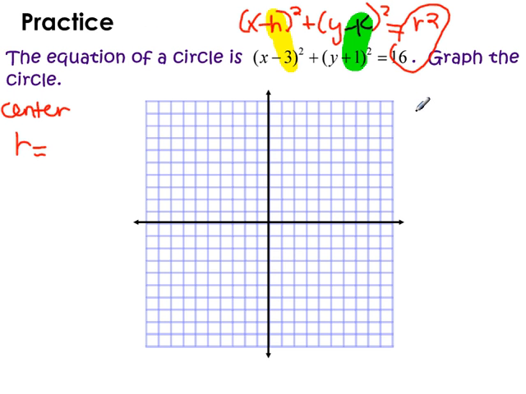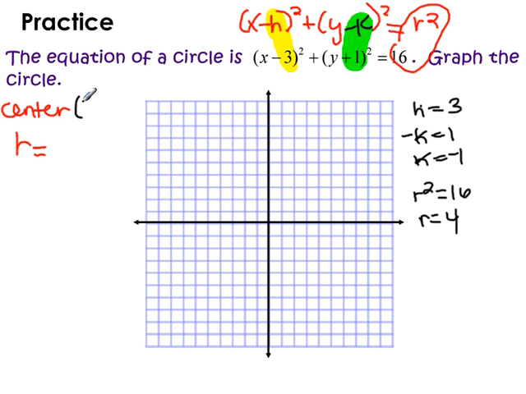So if I said that h is equal to 3, I'm good there, that's solved. I can say k is equal to, well, this is not in the right form. k is equal to -1 when I solve this. It's the opposite of what's there. And then r² is equal to 16. So that means that r is equal to 4.